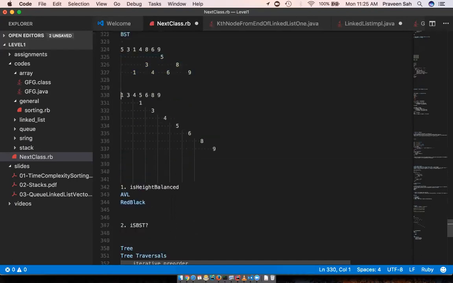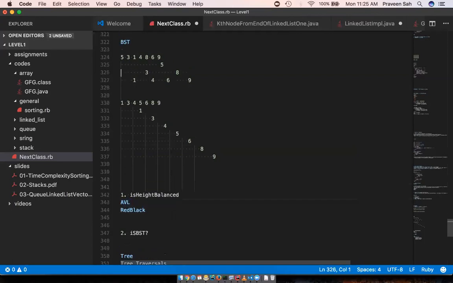You're correct, Nikhil, that while inserting, we maintain some reordering, some restoring, so that our tree is not very bad, so that our tree is not very skewed. So what are the two ways? One is AVL, another way is red black. So now what is AVL?